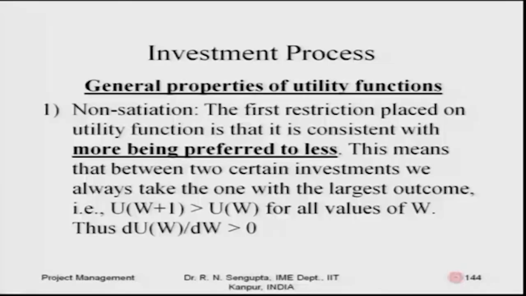So, it gives the definition that the first restriction placed on the utility function is that more is always preferred to less. This means that between two certain investments, we will always take the case where the utility function for W plus 1 would be greater than U of W, which means the first derivative is greater than 0.